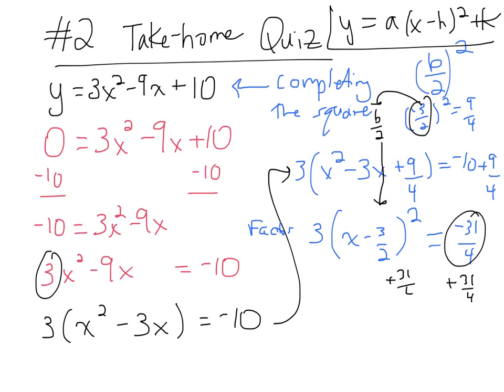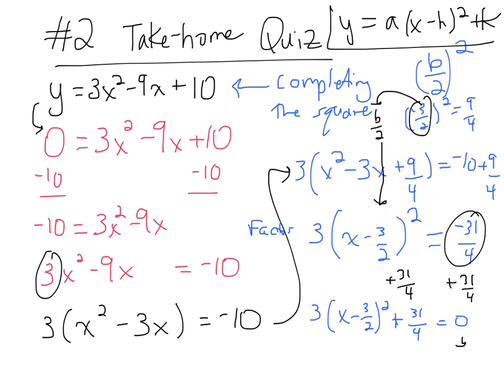And if you don't like 31/4, you can make it a decimal. There's no problem with that. And our final result will be 3 parentheses, x minus 3 over 2 squared, plus 31 over 4 equals 0. And then just remember what we did at the beginning. We exchanged the 0 or y for a 0. So at the very end, we'll put our y back where the 0 is.